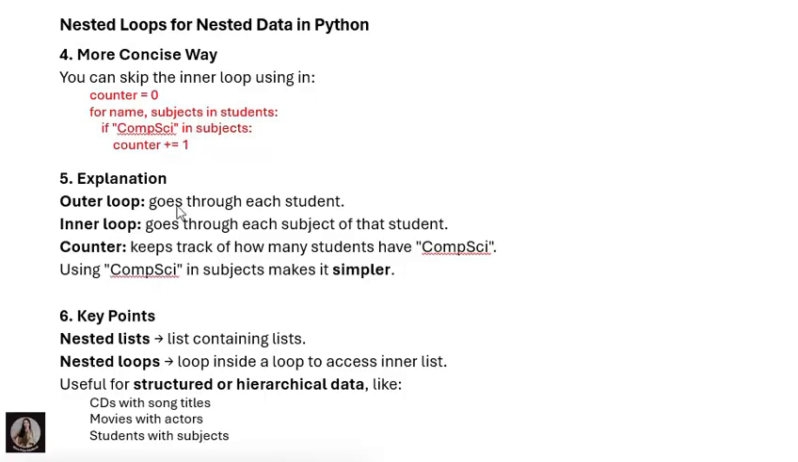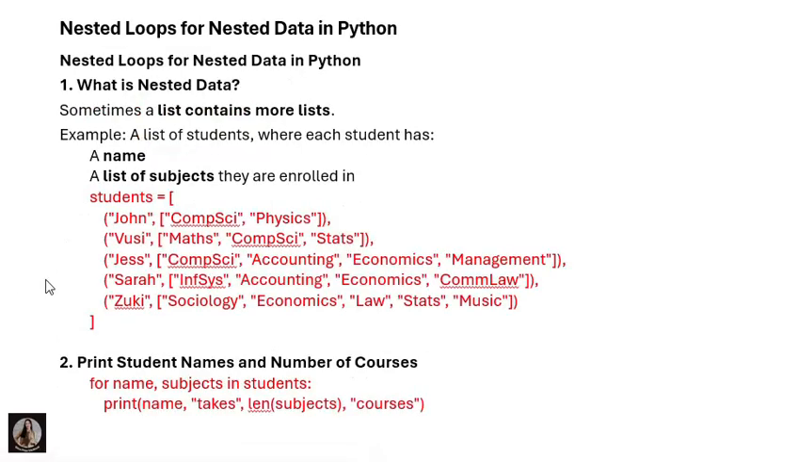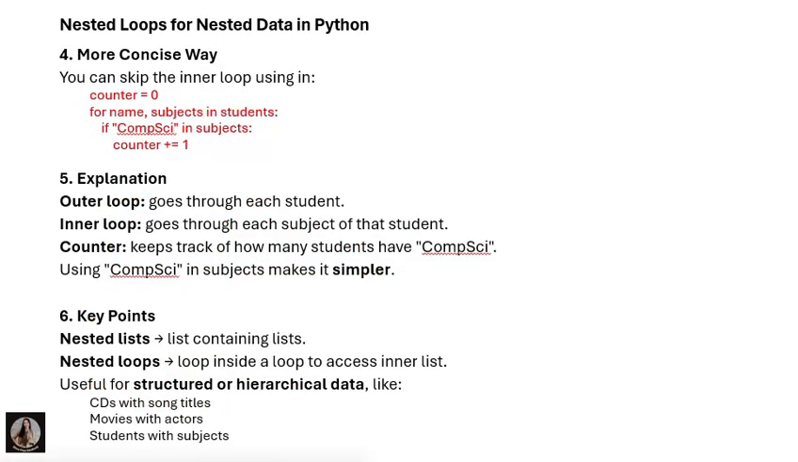Here the outer loop goes to each student. I have the students list, and the inner loop goes to each subject of the student. In the outer loop I have the student names. In the example, this is the outer loop, and the inner loop goes to the subjects. And the counter keeps track of how many students have computer science. Here the counter is used to count how many students have taken computer science. Using computer science in subjects makes it simpler. If I take computer science directly, it is very simple to find.